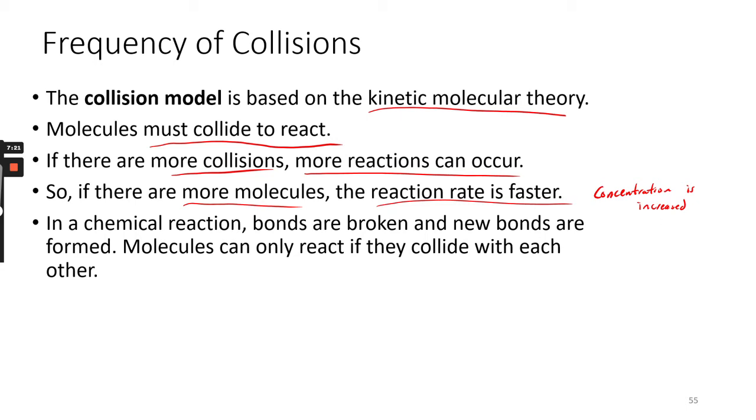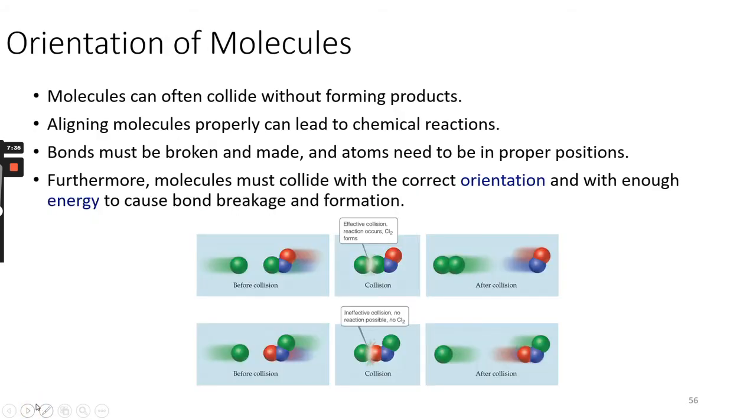When we have these chemical reactions, what's actually happening? Bonds are being broken and new bonds are formed. And this can only occur, these molecules can only react if they collide with each other. So, orientation of the molecules. The molecules can often collide without actually forming any products. They have to collide and hit each other in just the perfect alignment. So alignment of the molecules properly can lead to a chemical reaction.